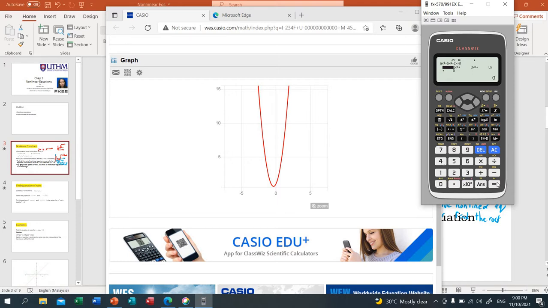Degree 3, let's say I put 4, 3, 2, 1. Just simply put the coefficients for your polynomial of degree 3, or cubic. This is a root. 1, 2, 3. So for cubic, you should have 3 roots. Let's see the graph.